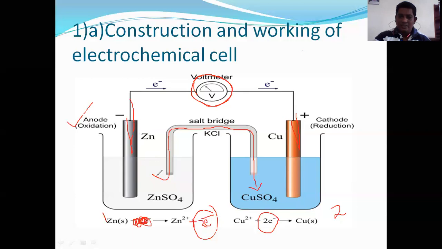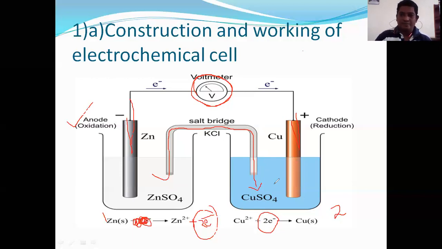Zinc donates two electrons, and these two electrons travel along the salt bridge to the cupric sulfate. Copper sulfate absorbs the two electrons. Loss of electrons is known as oxidation. Gain of electrons is known as reduction. As a result, the flow of electricity takes place.